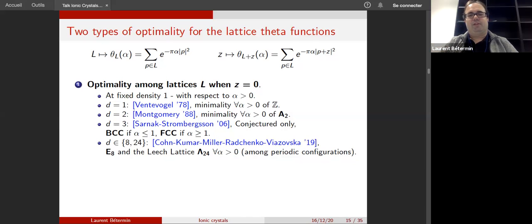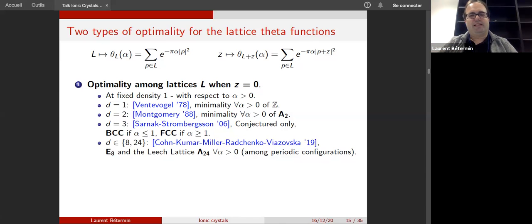In dimension 3, you have only conjectures, numerics and some local optimality results. But basically, the minimizer will be BCC for alpha less than 1 and FCC otherwise, and there is a phase around 1 where there is coexistence of the two phases. And in dimensions 8 and 24, we know what I explained before, by this result by Cohn, Kumar, Miller, Radchenko and Viazovska last year, that the lattice E8 and the Leech lattice are both minimizers of this theta function, also among all the periodic configurations.